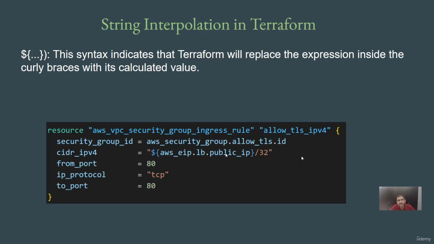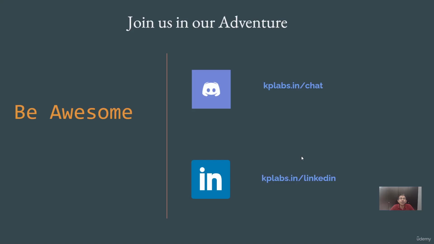Now this string interpolation is useful in a lot of cases, specifically whenever you are using expression. We are going to discuss things in more detail at a later stage, but it is not always necessary that you have to use string interpolation. For example, in the security group ID, this also is one of the values that will be computed by Terraform, but we have not used string interpolation here. However, in the CIDR IPv4 block, since we are also adding the /32, this is where it is needed. That is a very high level overview here. So that's a quick overview.